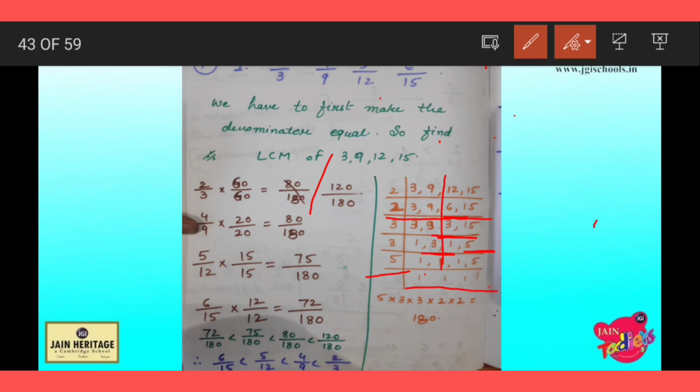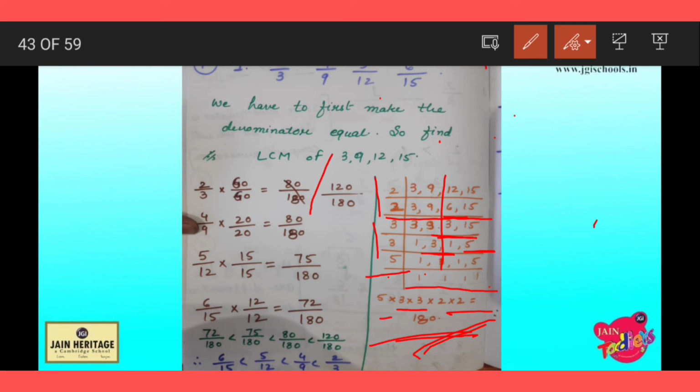Now what you have to do? You have to multiply this 5 by 3, multiplied by 3, multiplied by 2, multiplied by 2. So 5 threes are 15, 15 threes are 45, 45 twos are 90 and 90 twos are 180. You can multiply these numbers in your rough notebook and you will get 180. So what is the LCM here? 180 is the LCM.